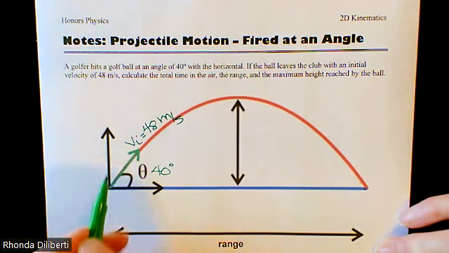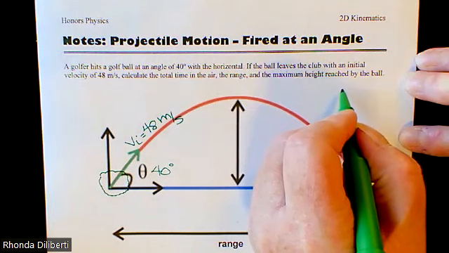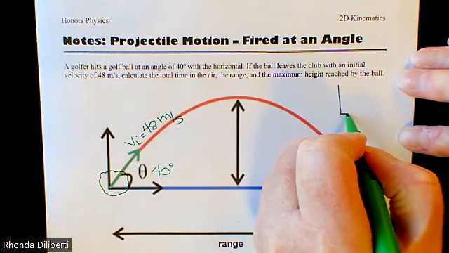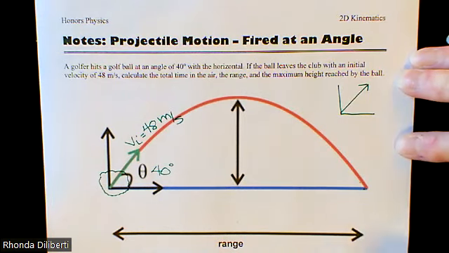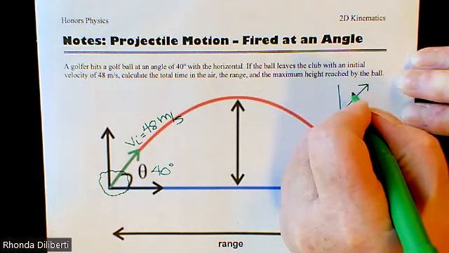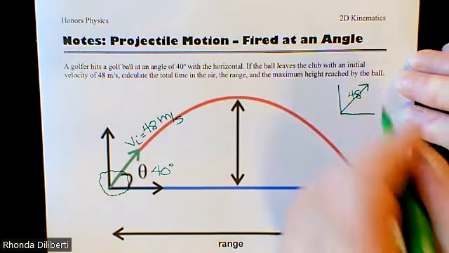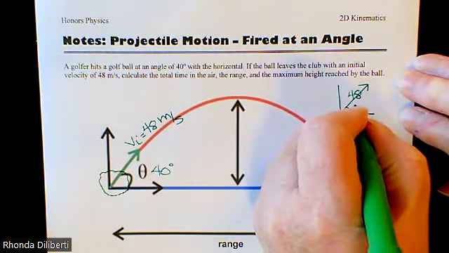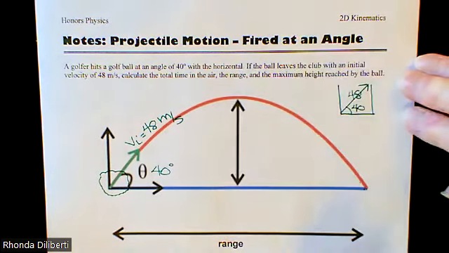So I'm going to take this little triangle over here, cut out a little piece of it, and blow it up over here. This is the golf ball taking off with a velocity of 48 meters per second, and this is a 40-degree angle. So I'm going to close up that triangle over here.